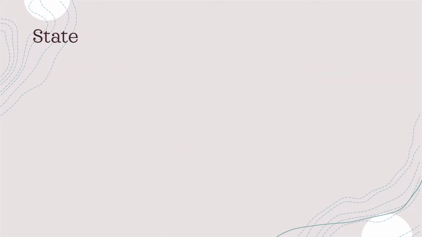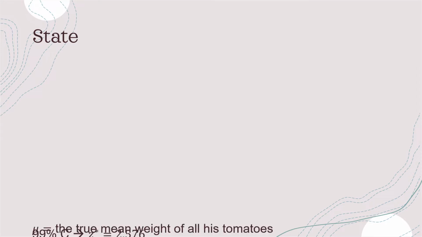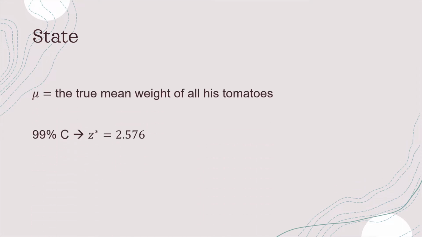This is where we state our variables and the level. The variable we're using here is mu, because we're talking about a mean, and that is the true population mean of all the tomatoes. 99% means that our critical Z value is 2.576. Also at this point, you could mention the other variables. n is equal to 4 because that was the sample size. x bar is 110, the average weight in grams of the 4 samples, and the standard deviation was 40 because that's what we were told. So there's our state.